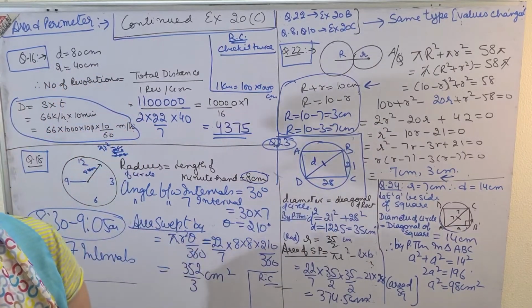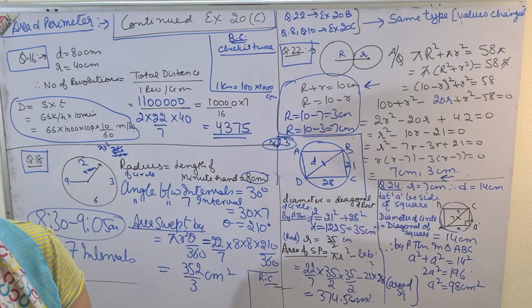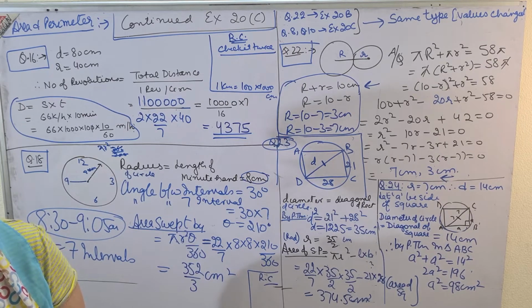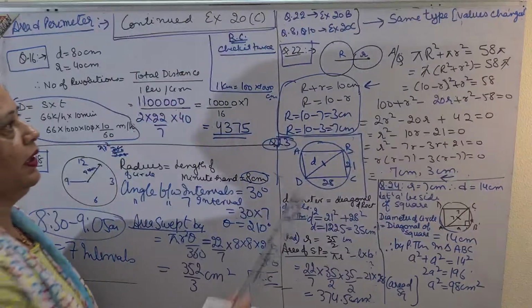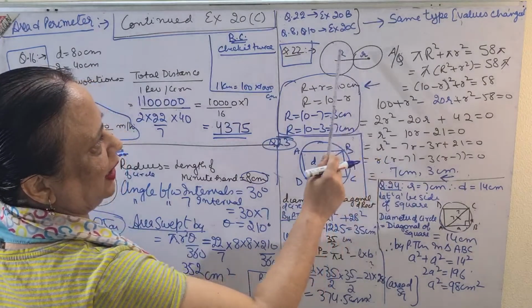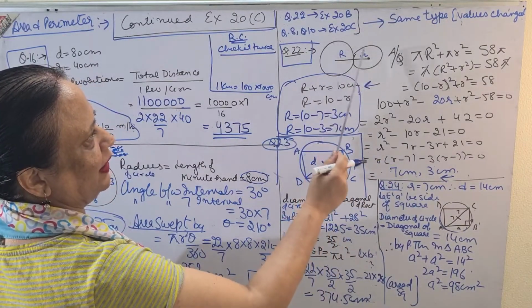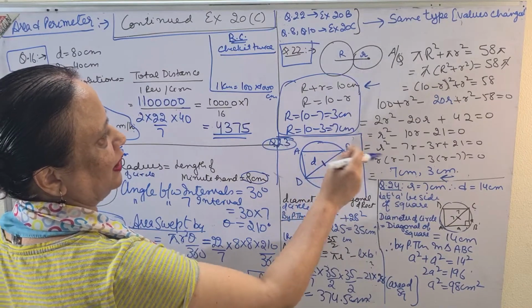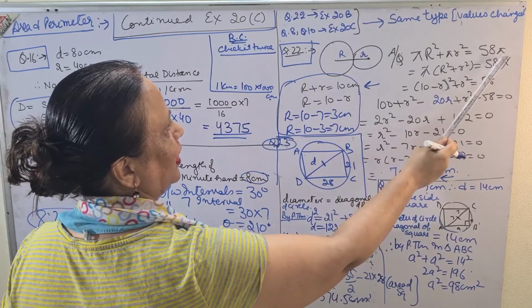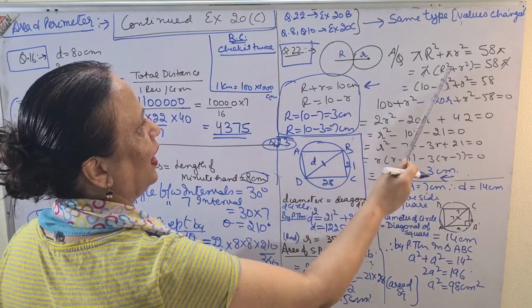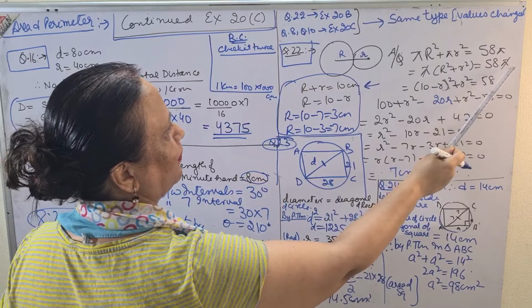I am reading the question now. He says that two circles touch each other externally. The sum of their areas is 58 pi centimeter square. You see, according to the question, let capital R be the radius of the bigger circle and small r be the radius of the smaller circle. So after adding the areas of the two circles, it is equal to 58 pi. Take pi common, R square plus r square is equal to 58 pi.